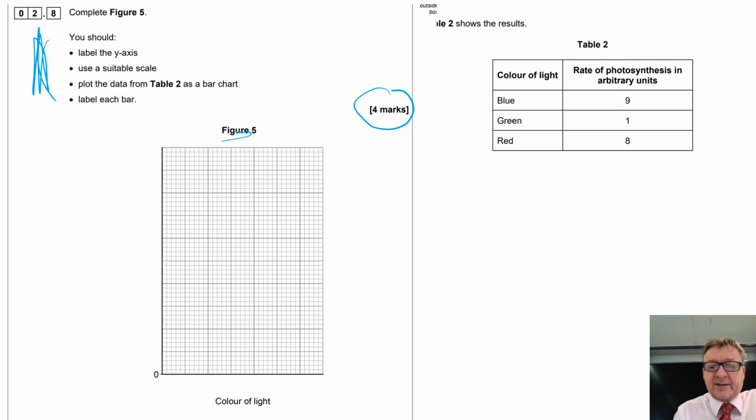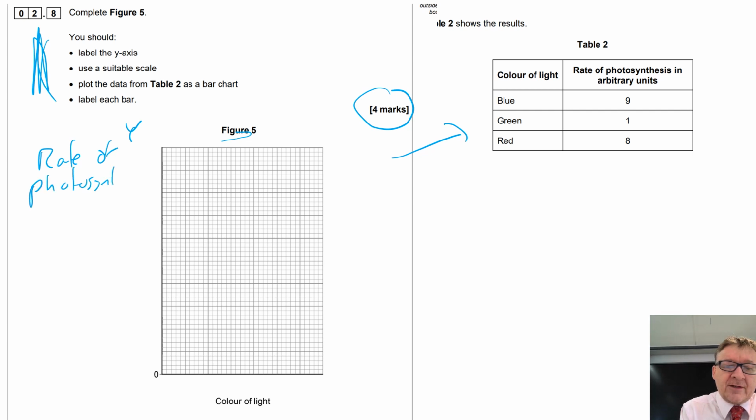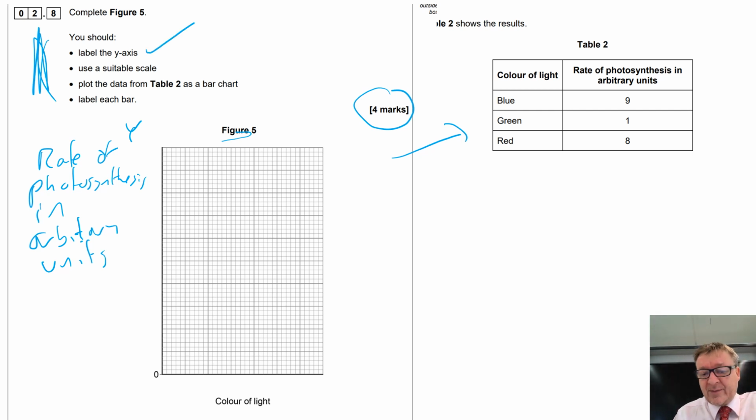Label the y-axis. Okay, so this is the y-axis. If I look at my table, I can see that colour of light is at the bottom, so therefore I am going to write the full thing: rate of photosynthesis in arbitrary units. You're completely and utterly daft if you don't write the whole thing, because that's obviously what they're asking you to do. Tick, just got 1 mark. Fabulous. I know now I've got 1 mark in the whole paper.